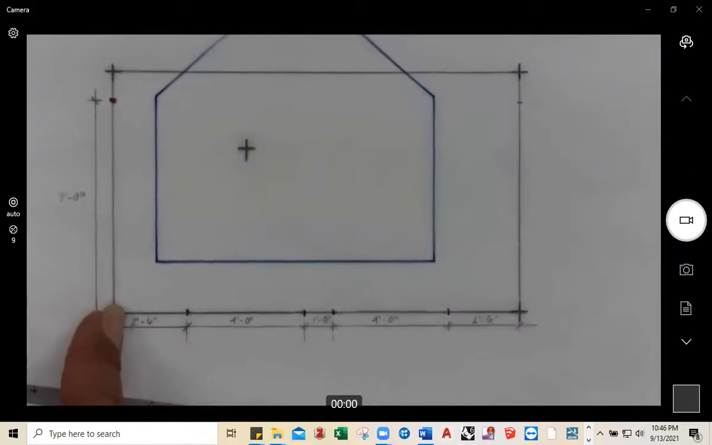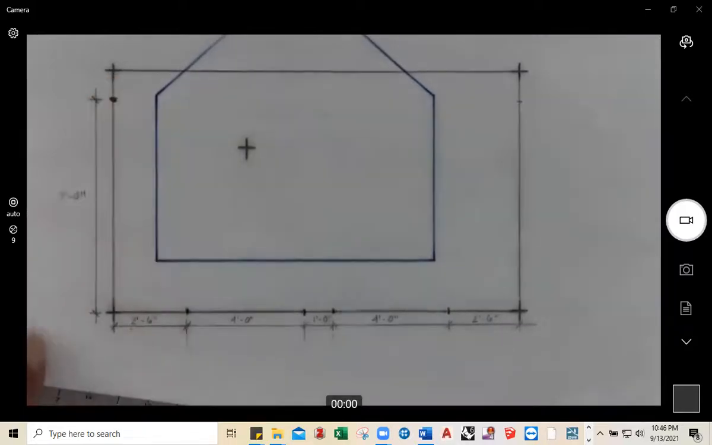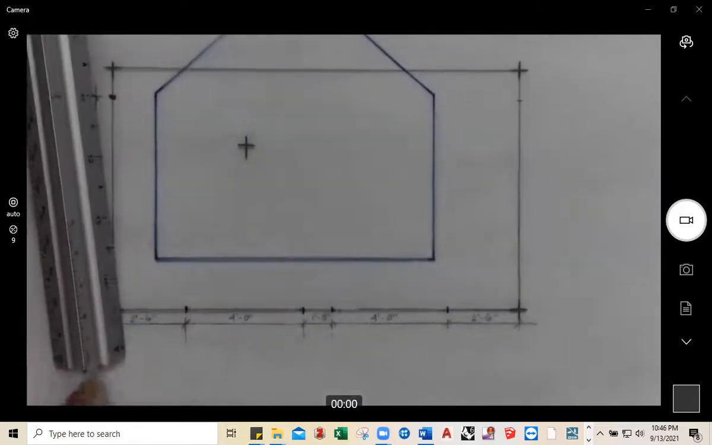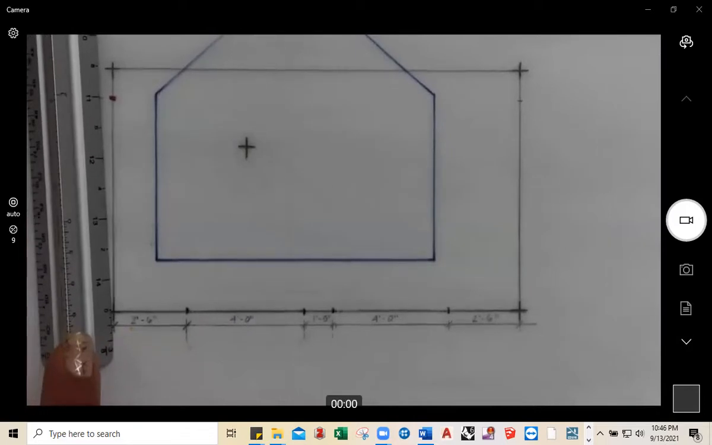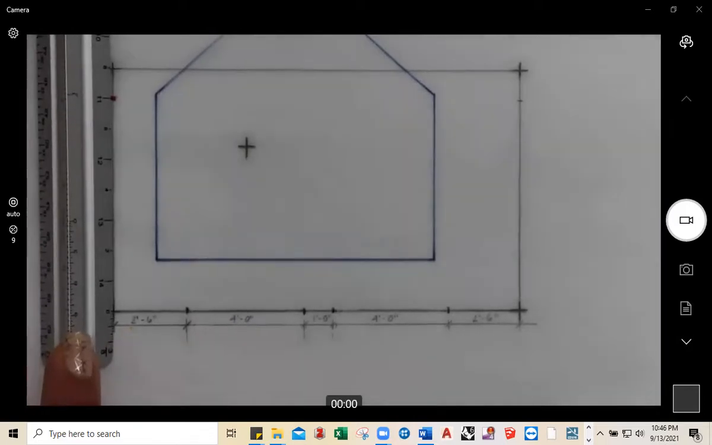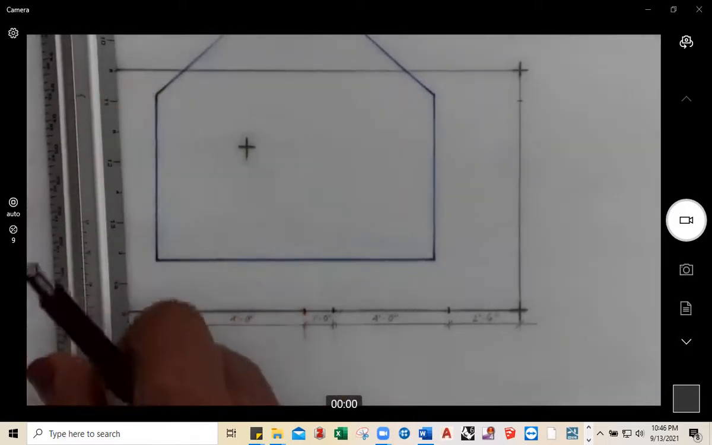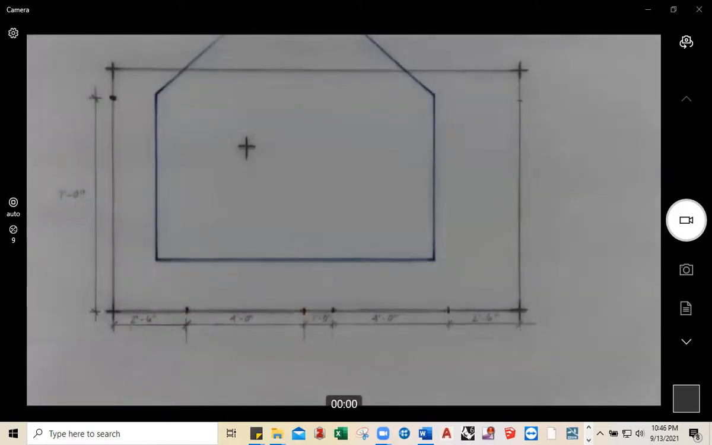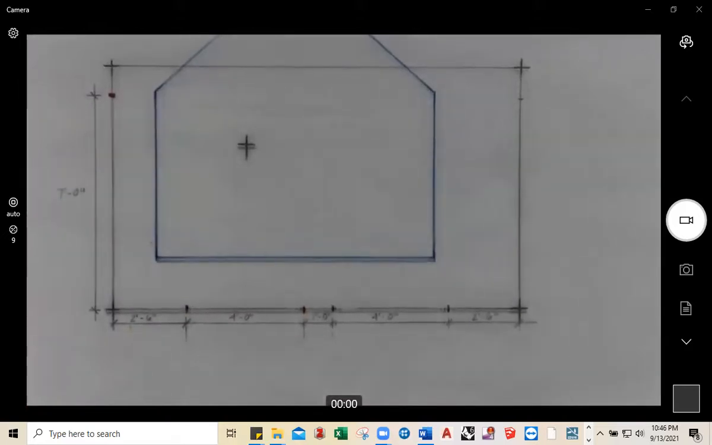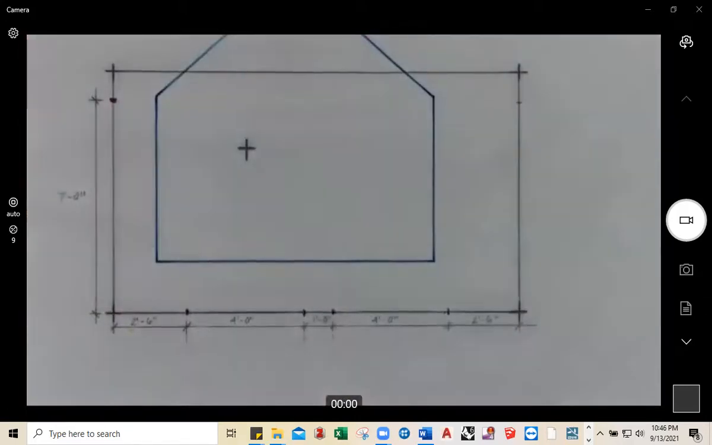And then for the height of the portals, that's 7 feet. So you're going to measure on the vertical. Measure 7 feet and then put a little tick mark. Again, we're measuring at 3/8 of an inch equals a foot. Go ahead and measure. Go ahead and add those tick marks.